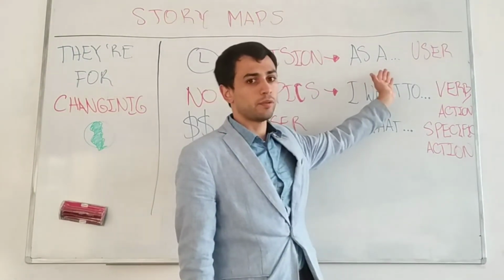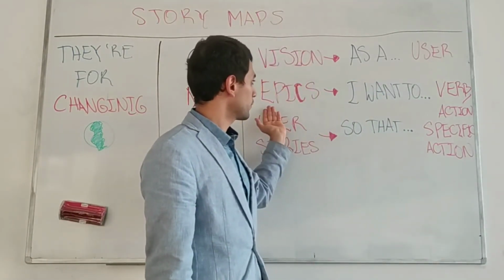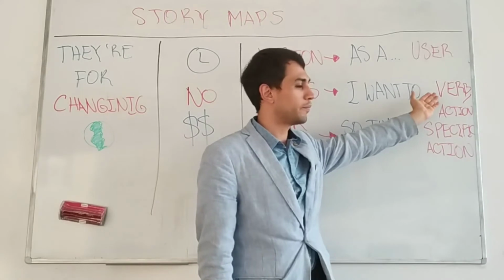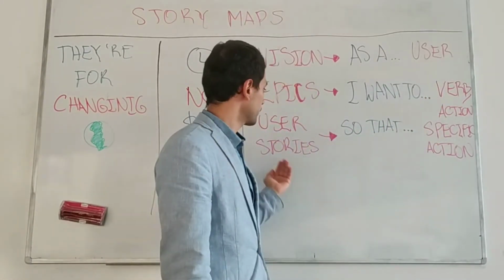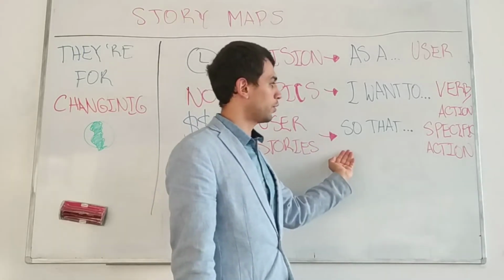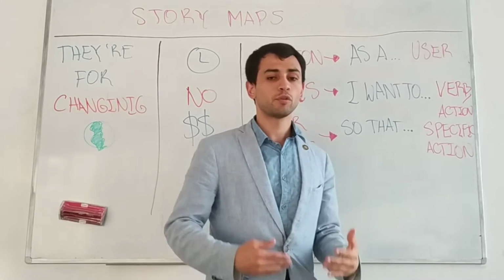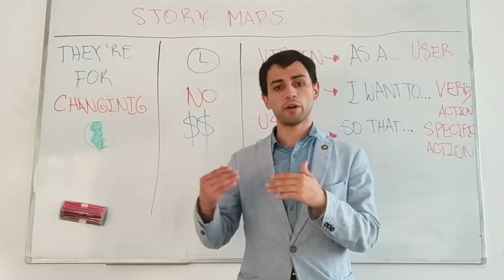And finally, the steps to define your set of actions. Start with a clear vision as a user. Epics, I want to, verb and action. And finally, the user stories, how they are defined, so that, and you go to specific actions in detail that help you to do planning, to help you prioritize.